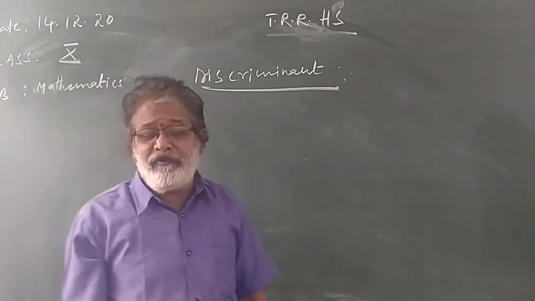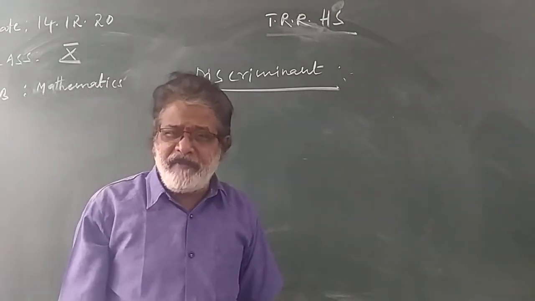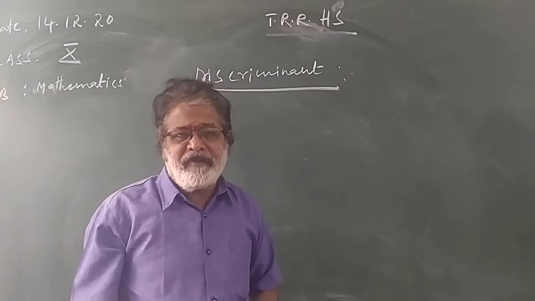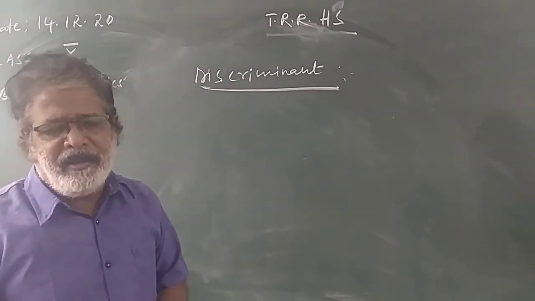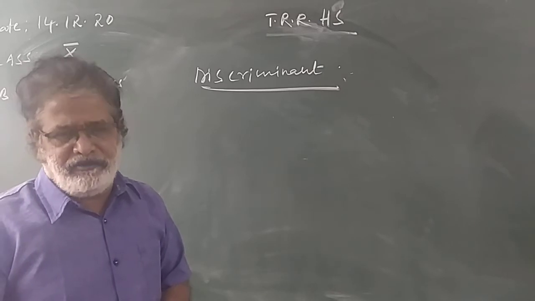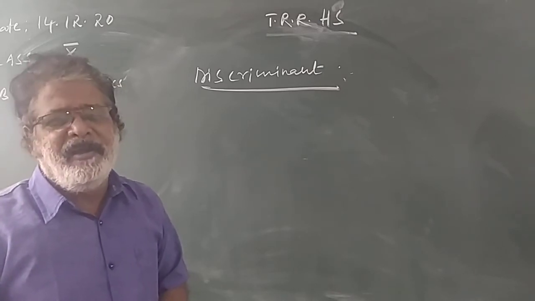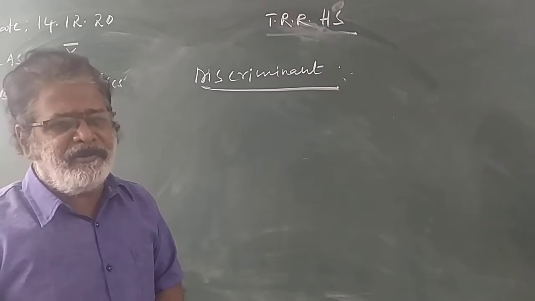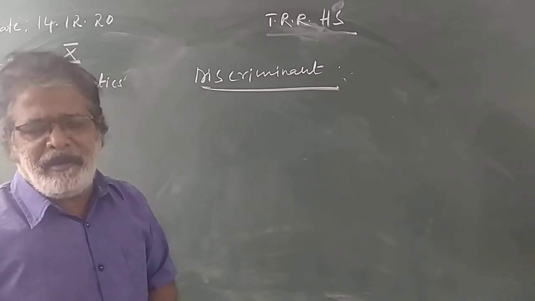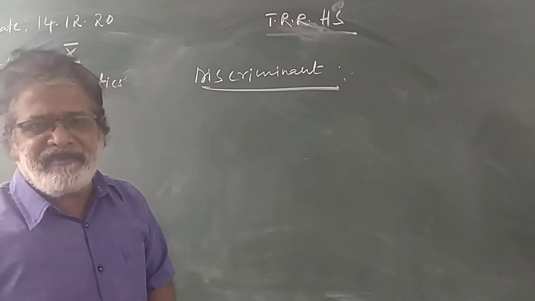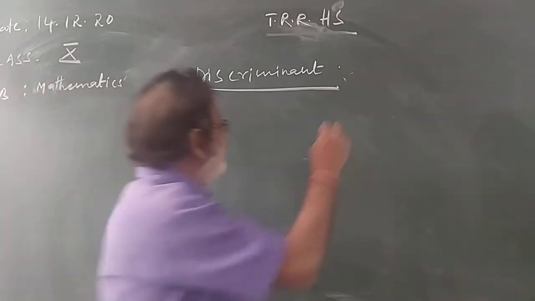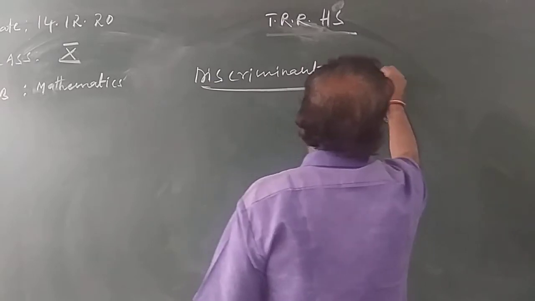What is the general form of the quadratic equation? The general form of a quadratic equation is ax square plus bx plus c equal to 0, where a is not equal to 0, and a, b, c are real numbers. You know that a is the coefficient of x square, b is the coefficient of x, c is the constant.